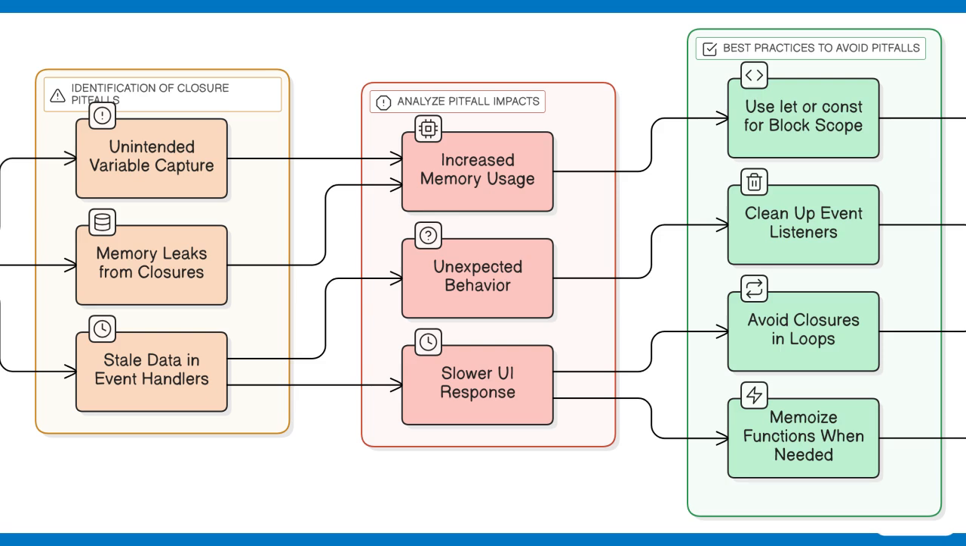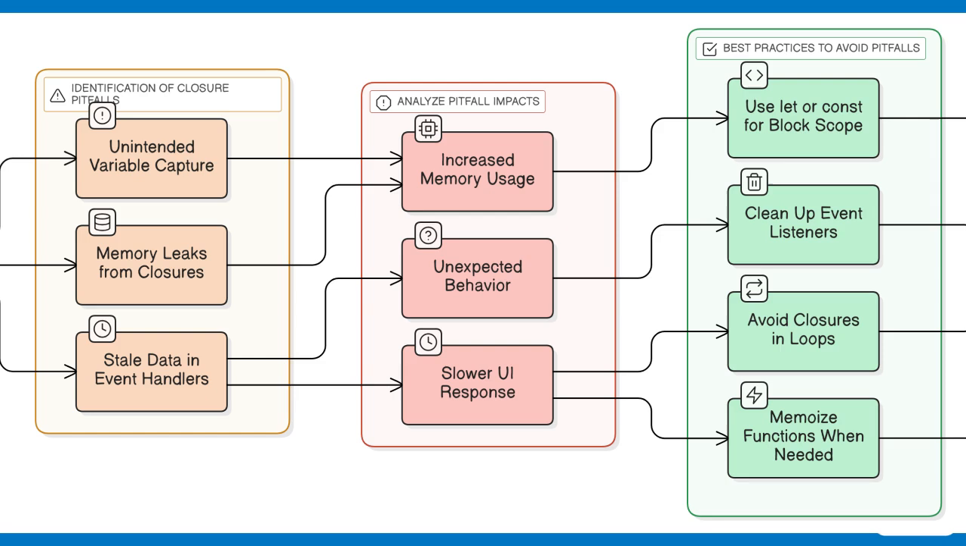For example, consider a function outer that defines a variable x and returns another function inner which uses x. This returned function inner retains a reference to x even after outer has finished executing. This memory retention is possible because inner forms a closure over x, preserving its state.